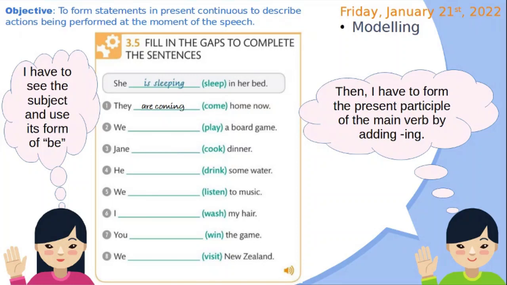Number two, we also are. Okay, yes, we are playing a board game. And then Jane, aha, it's a she. So is. The correct form of to be is for Jane. Es la forma de be. So Jane is cooking dinner. Está súper fácil. Very, very simple.